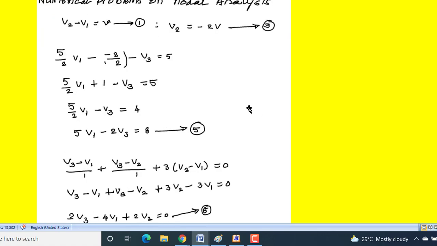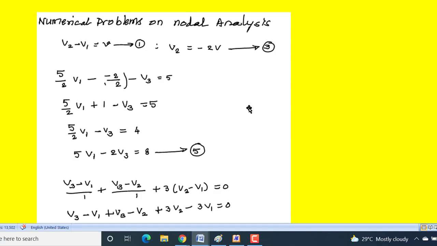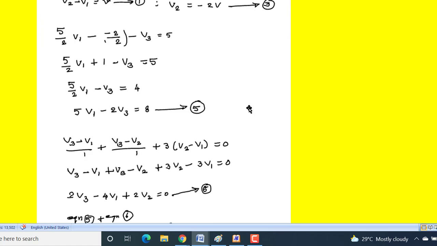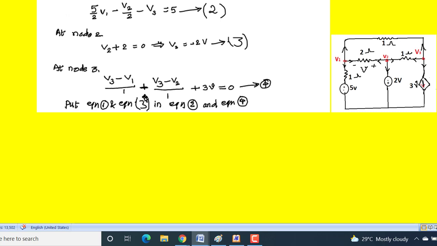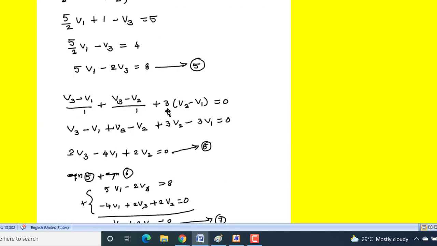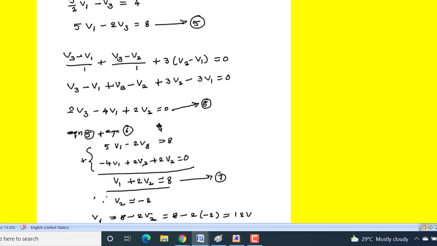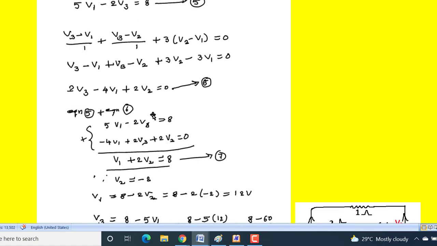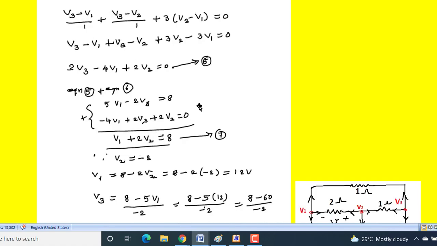So next, substitute this equation 3 in equation 4. So equation 4 is nothing but this, that is (V3 minus V1) by 1 plus (V3 minus V2) by 1 plus 3 into small v. Here we have to substitute the V2 value. So first we simplify this: (V3 minus V1) by 1 plus (V3 minus V2) divided by 1 plus 3 into small v, we replace with V2 minus V1, is equal to 0. Then if you further simplify this, we get 2V3 minus 4V1 plus 2V2 is equal to 0, and we say this is equation 6.